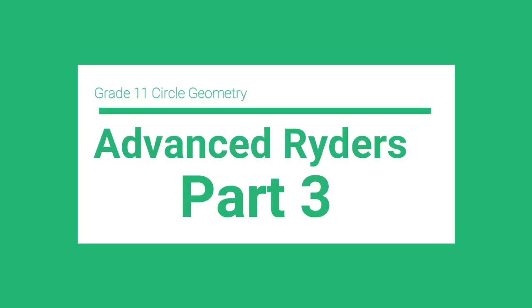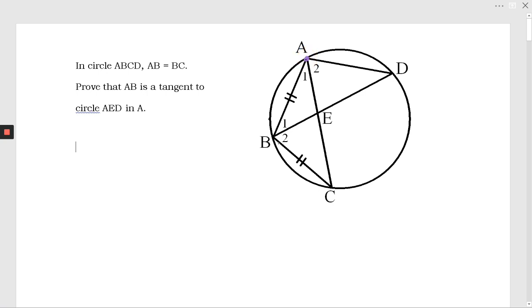In circle ABCD, just going over the points on the circle. Okay, and I'm noticing there's no center. They tell me that AB equals BC. They've marked that out for me.